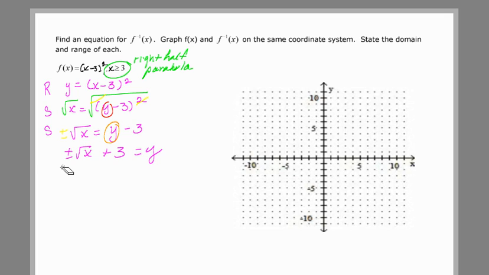But now we have to decide. I can't have a plus or minus because if you remember earlier in the semester, if we had the plus or minus, then it wasn't a function. I have to choose either the plus or the minus, and there's something here that's telling me that I'm going to choose the actual plus on the square root and not the minus. Any idea what that is?